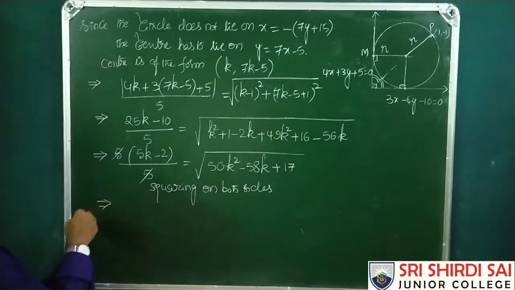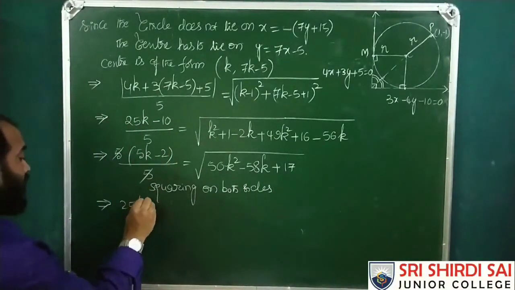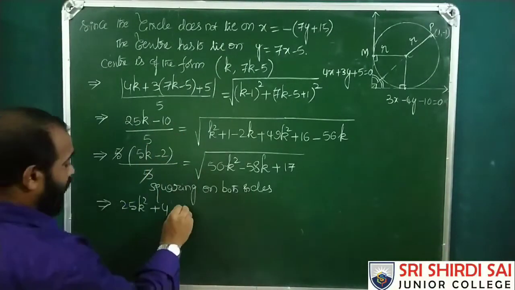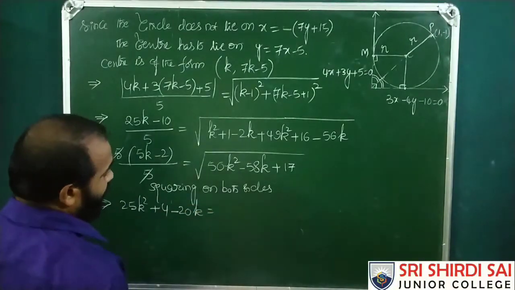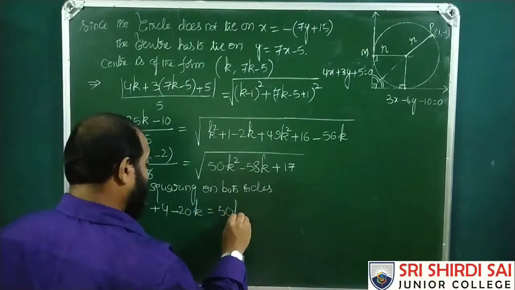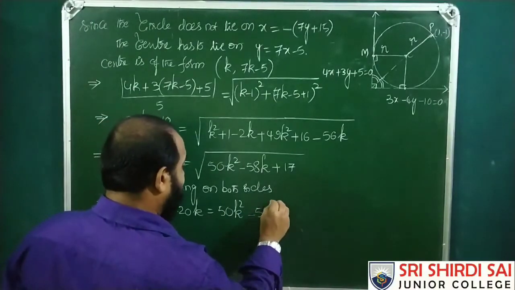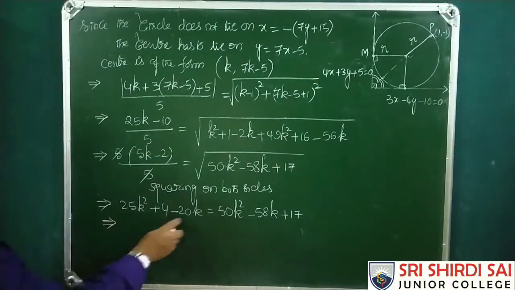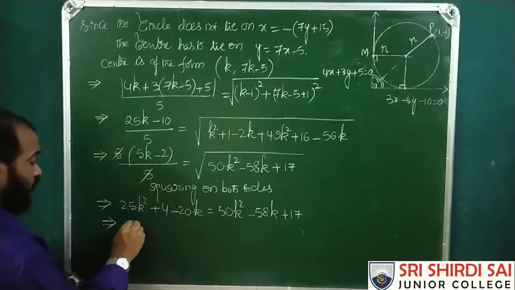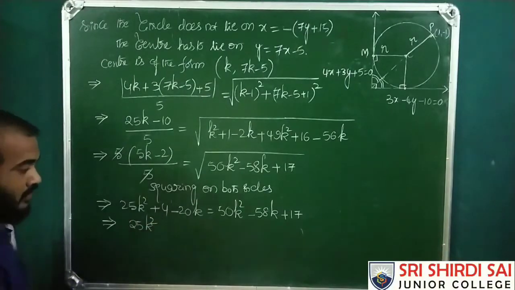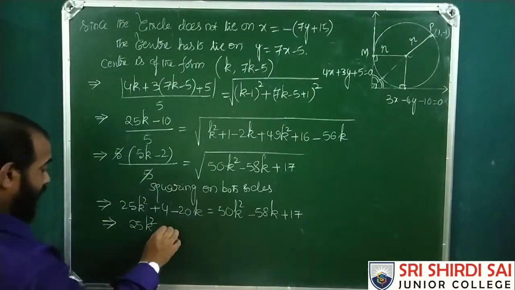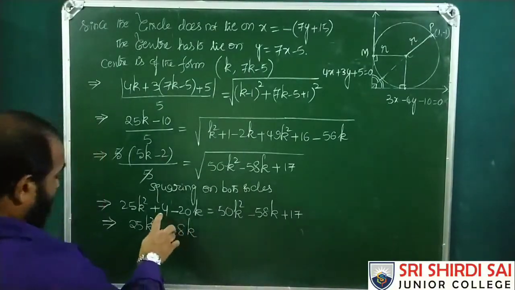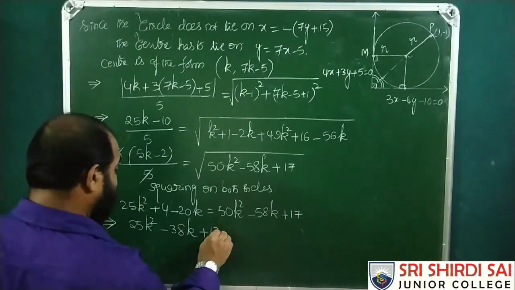Then 5k whole square is 25k square. 2 square 4 minus 5, 2 fives are 10, 10 twos are 20k, equals 50k square minus 58k plus 17. So 50k square minus 25k square is 25k square. So minus 58k plus 20k is minus 38k. 17 minus 4, so plus 13 is equal to 0.